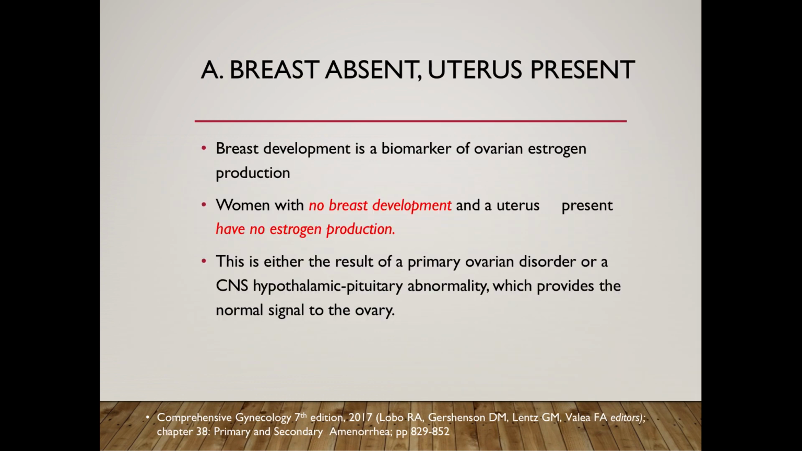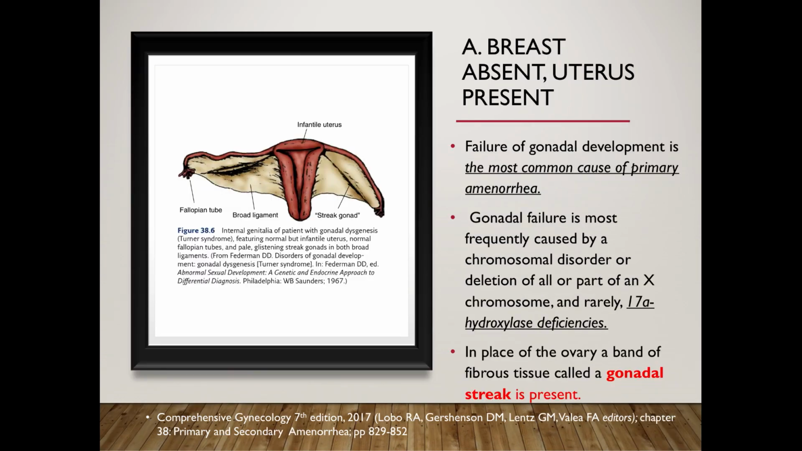Breast development is a biomarker of ovarian estrogen production, meaning breast development is highly dependent on the levels of estrogen in a woman. So women with no breast development and a uterus present have no estrogen production or very, very low levels of estrogen production. This is either the result of a primary ovarian disorder or a CNS hypothalamic pituitary abnormality, which provides the normal signal to the ovary. Failure of gonadal development is the most common cause of primary amenorrhea.